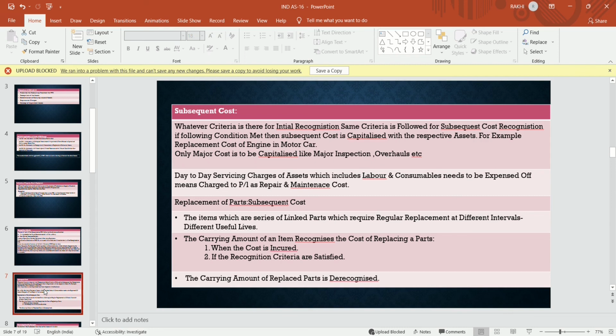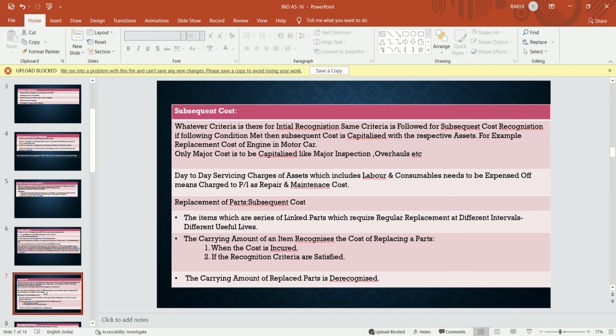Now we are taking the replacement of part or subsequent cost. The items which are a series of linked parts which require regular replacement at different intervals have different useful lives. The carrying amount of the item recognizes the cost of replacing a part when the cost is incurred if the recognition criteria is satisfied. The carrying amount of the replaced part is de-recognized. It means if the cost is incurred and the recognition criteria is satisfied, then the cost of replacing the part is to be taken into consideration. And after that, we will de-recognize the old part cost. The carrying value of the replaced part is to be de-recognized from that asset.